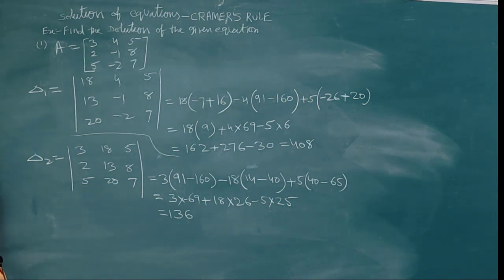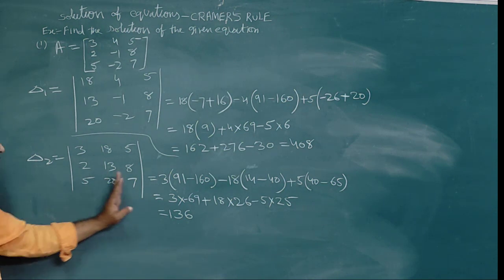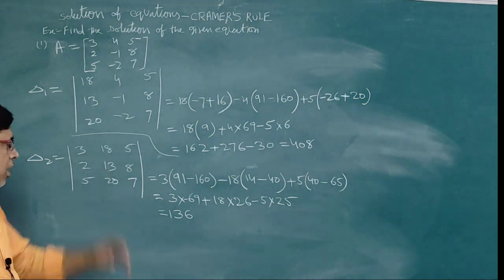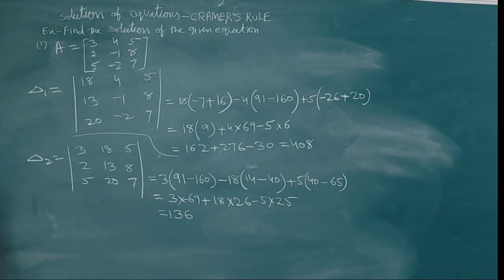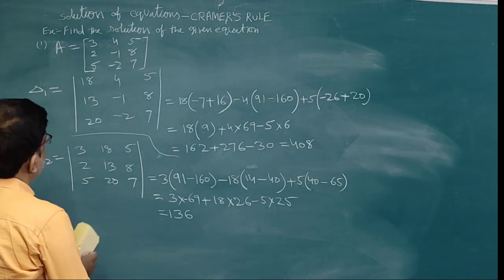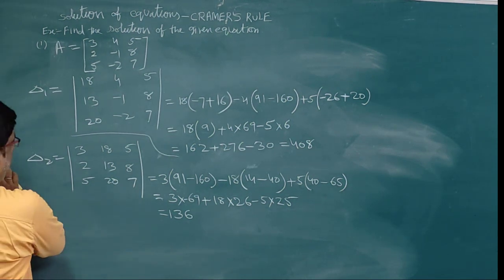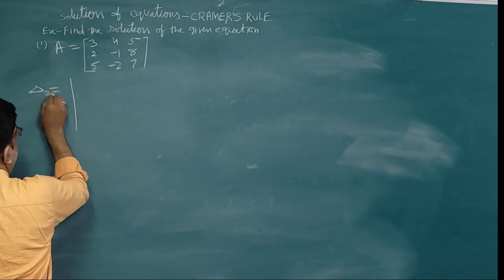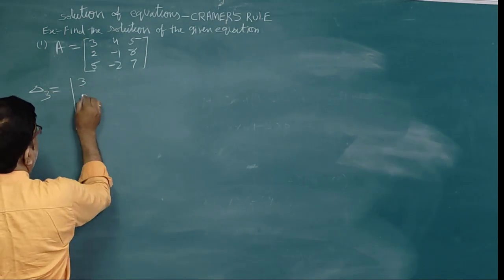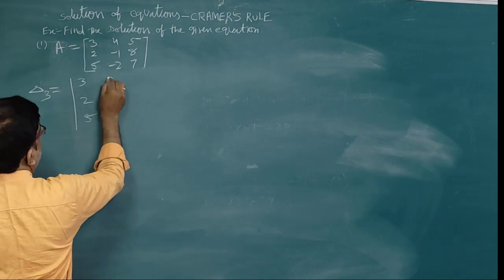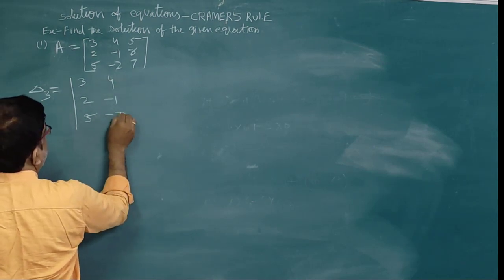How will you find delta 3? Same 18, 13, 20 in place of z. That will be delta 3. So copy it. Copied. Write fast. Write down. Delta 3: 3, 2, 5, 4, minus 1, minus 2.